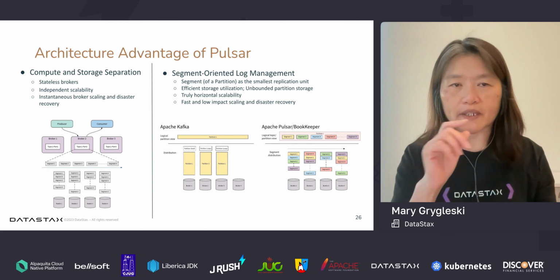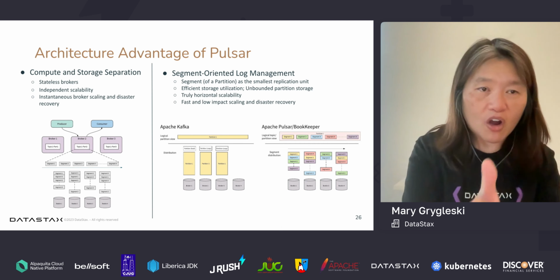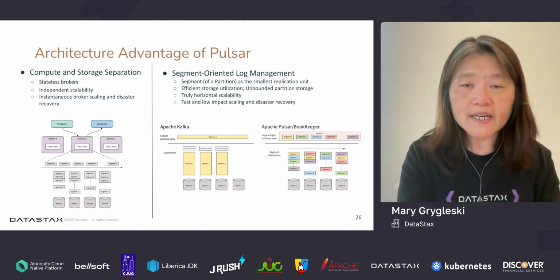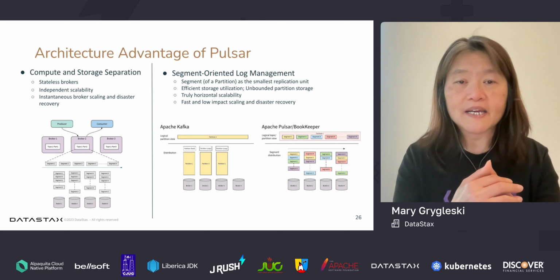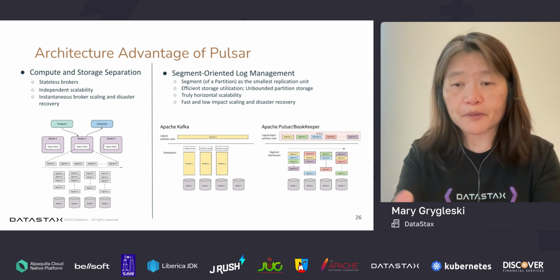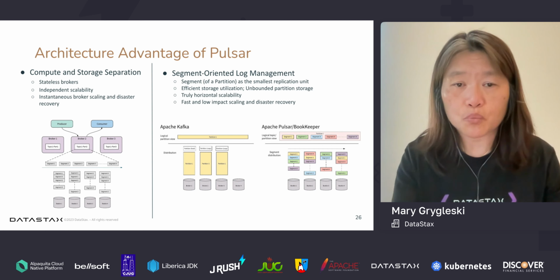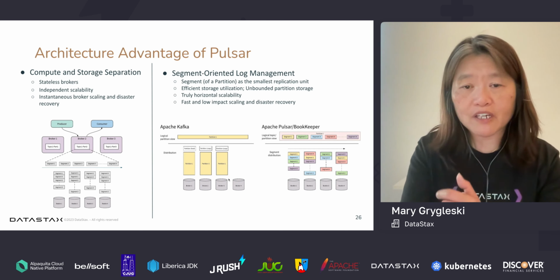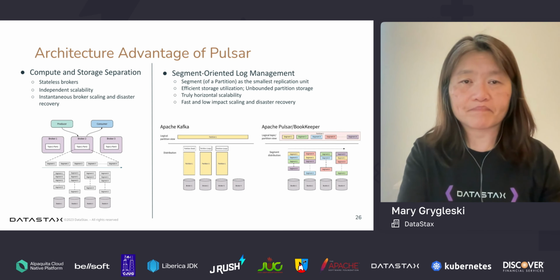And now let's take a quick look at the architecture advantage of Pulsar. I won't go into all the details, but as you can see, it has compute and storage separation, and it's a very segment-oriented log messaging management system. It's the BookKeeper way of segmenting off all of these log messages in a very efficient way. It's just a small comparison: Apache Kafka doesn't have this separation, so it manages things in a very partition-centric way.